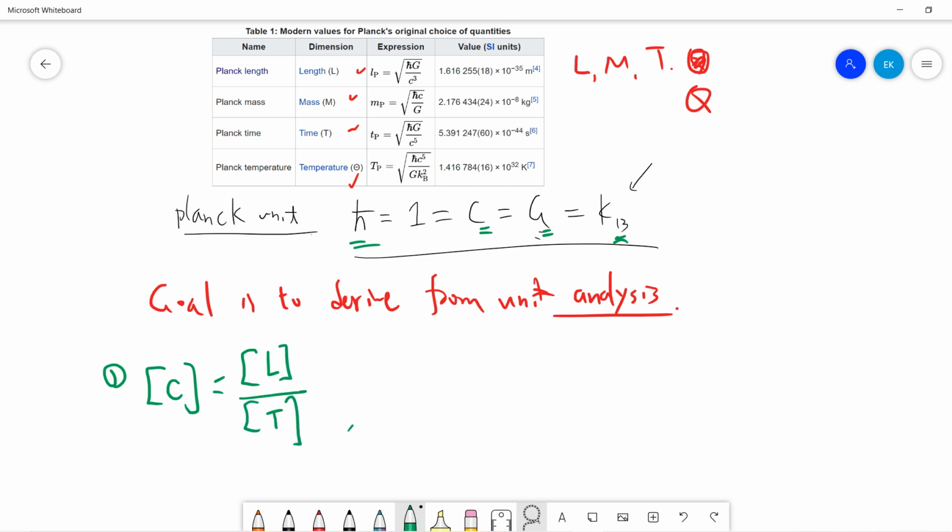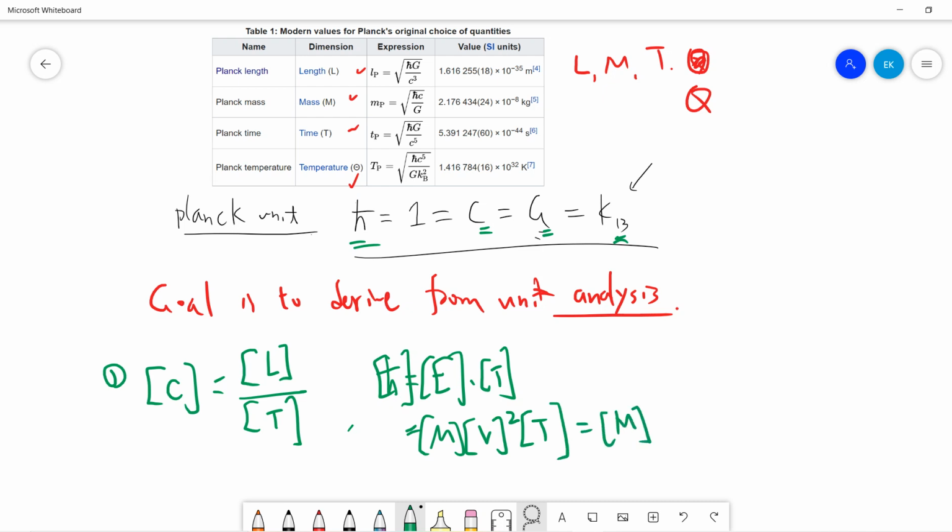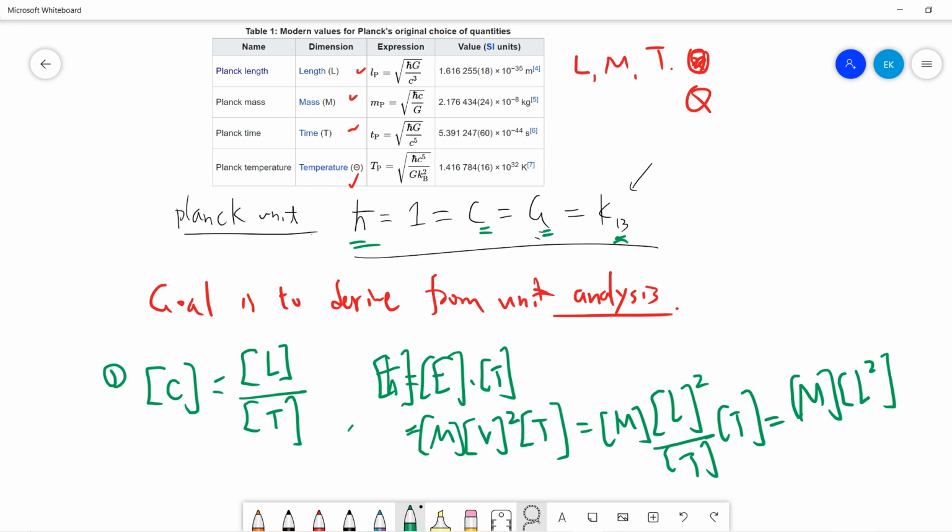And what is this h bar? Remember the unit of h bar is the same as action, so it is energy times time. If you take the unit, the energy you can view as m v squared, so it's m v squared times time. And v squared is L squared divided by t squared, times t. So the unit of h bar is m L squared divided by t.